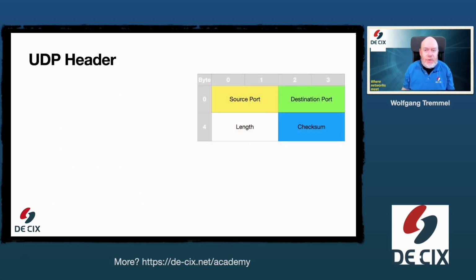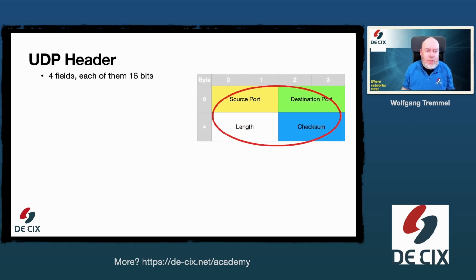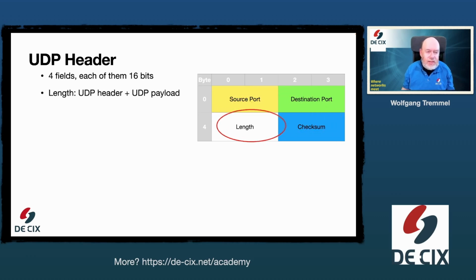Let's have a look at the UDP header. The UDP header looks very, very simple. It's just 4 fields, each of them 16 bits long. There is the length field. The length field contains the total length of the UDP header plus the UDP payload. So since the header has a fixed length, you can easily calculate the payload behind the UDP header.